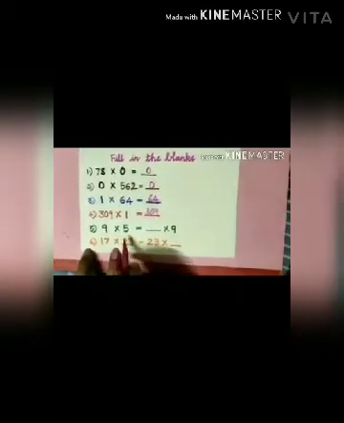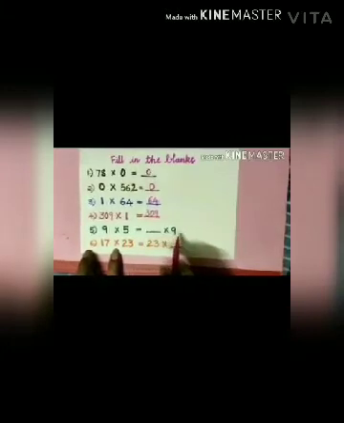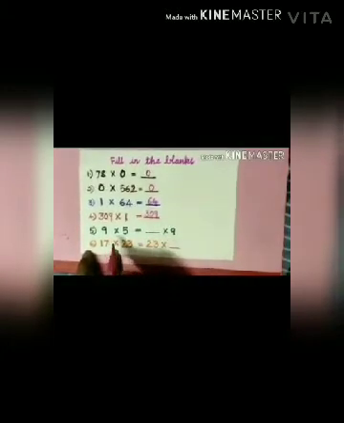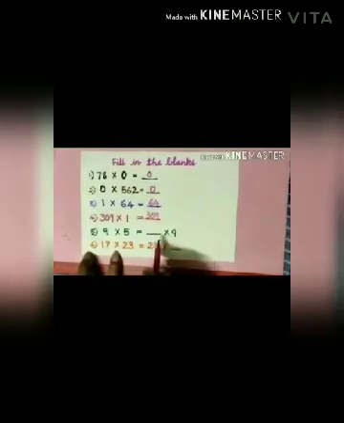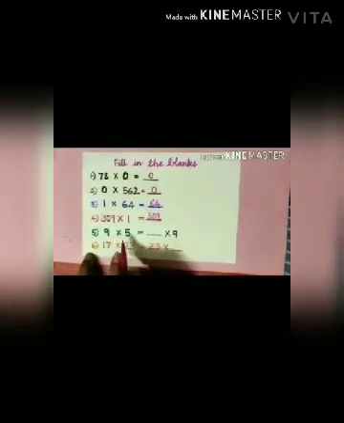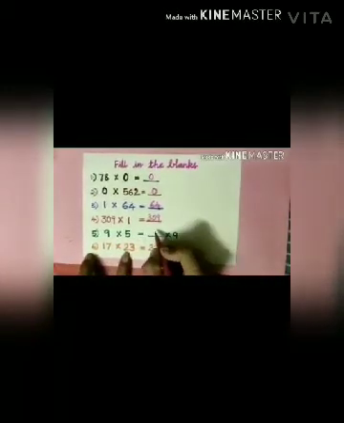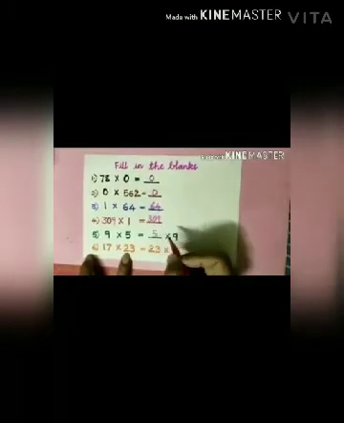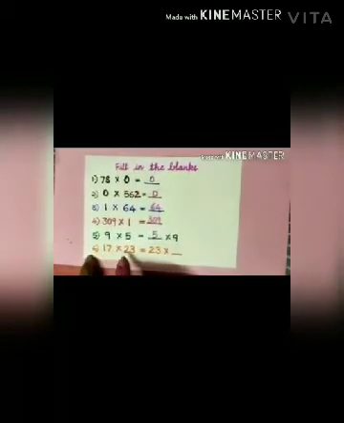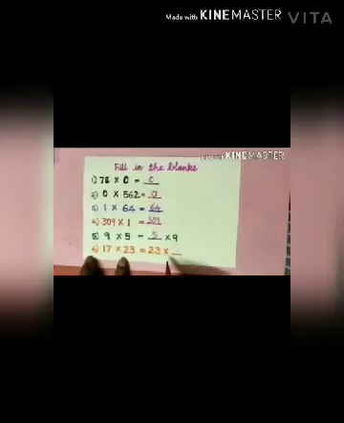Number 5, 9 into 5 is equal to dash into 9. Even after changing the order of the numbers, the product remains the same. So 9 into 5 is equal to 5 into 9. Number 6, 17 into 23 is equal to 23 into 17.